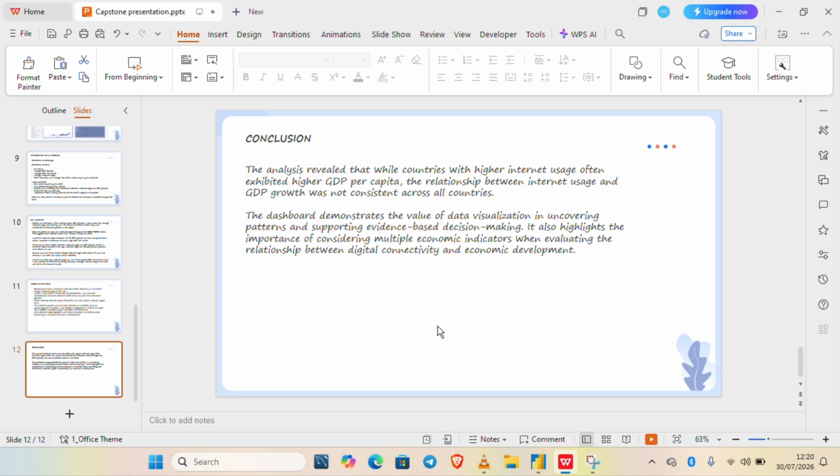The findings suggest that countries with high internet usage often have high GDP per capita, and also there are countries with poor internet usage that were also doing well economically, and countries with poor internet usage that were still doing badly economically. Internet usage alone does not explain GDP growth, as economic performance is influenced by many other factors.